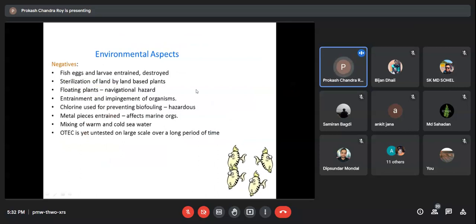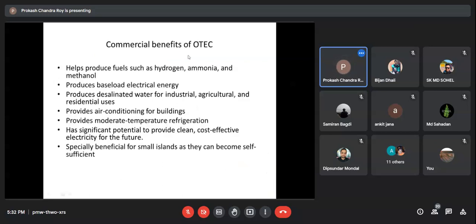But what are the environmental aspects? Here you don't have that much negative impact. You have some negative impacts: fish eggs, sterilization of land, fruiting plants. These are the environmental impacts, and not only that, there will be a mixing of the hot and cold water. But as a whole, this impact is less compared to the other plants.